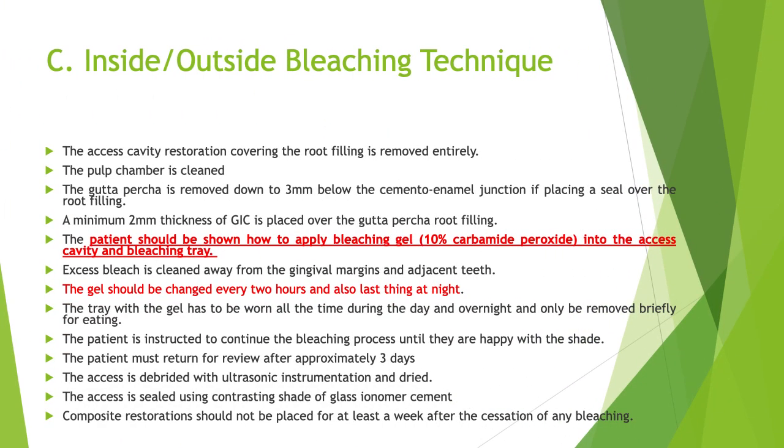The third method is to apply the bleaching agent inside and outside the tooth surface. Now for this technique, the restoration in the access cavity should be removed completely under rubber dam, of course, and then the pulp chamber should be cleaned. The gutta percha should be reduced to about 2 or 3 millimeters below the cemento enamel junction, and then we place a 2 millimeter thick coronal seal using glass ionomer or resin restoration or IRM or Cavit.